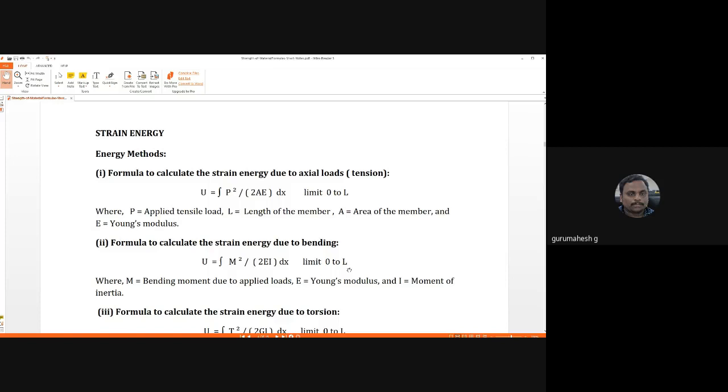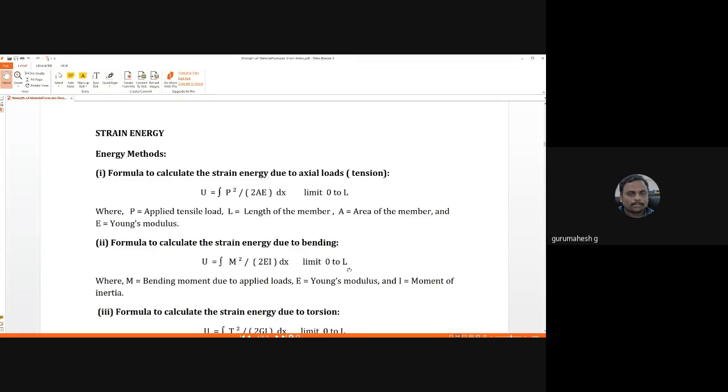Then what formulas are we going to use? Capital U is the strain energy, when the body is subjected to a tensile force. U is equal to P square by 2AE. P is the applied tensile load, L is the length of the member, A is the area of the member, and E is the Young's modulus.